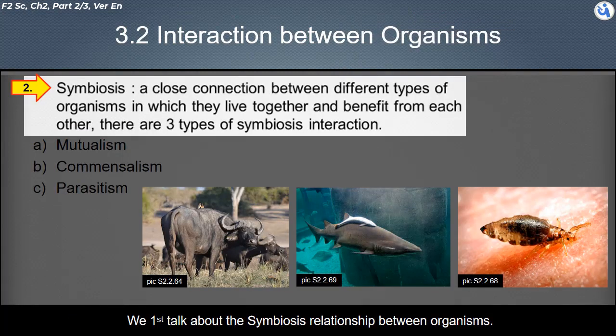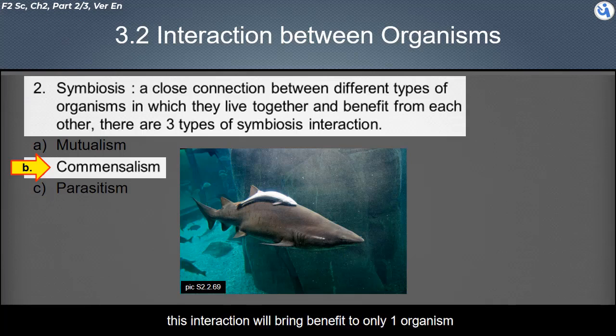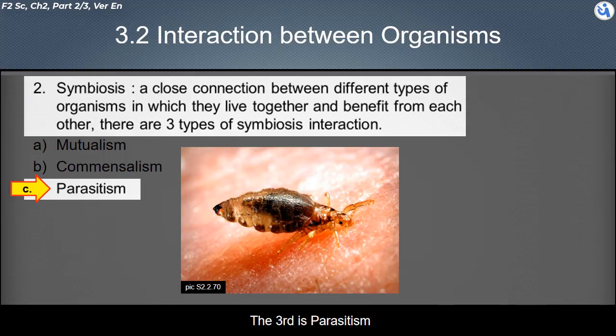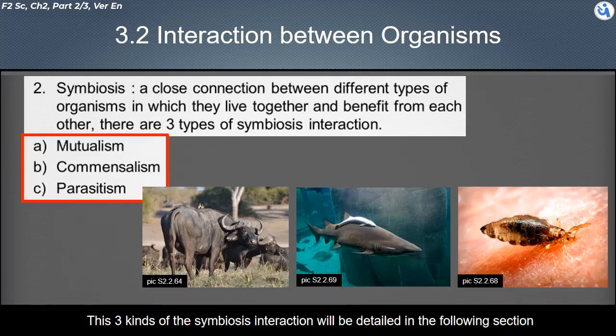We first talk about the symbiosis relationship between organisms. Symbiosis is a close connection between different types of organisms, in which they live together and benefit from each other. There are three types of symbiosis interaction. The first is mutualism. This interaction brings benefit to both organisms. The second is commensalism. This interaction brings benefit to only one organism, without harming the other organism. The third is parasitism. This interaction brings benefit to only one organism, and harms the other organism.